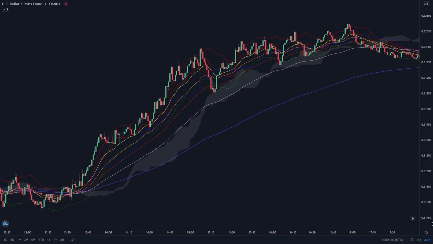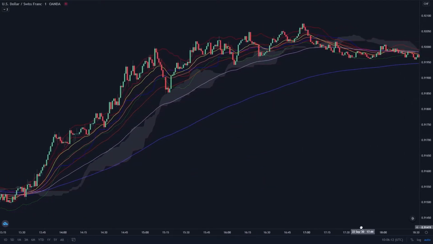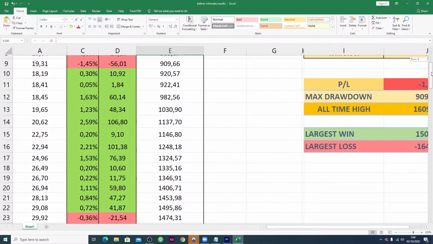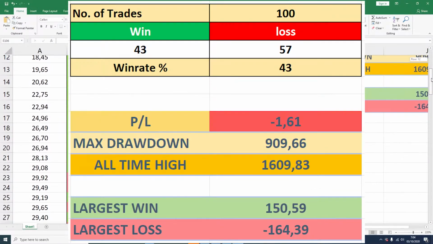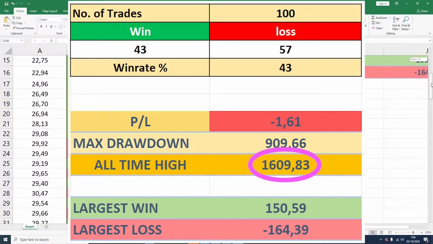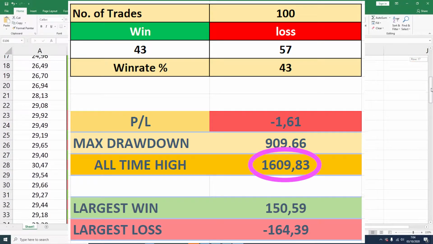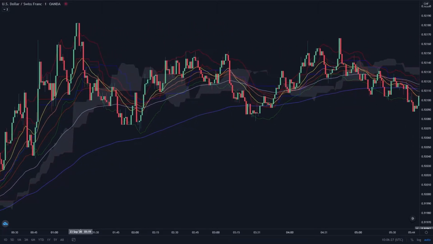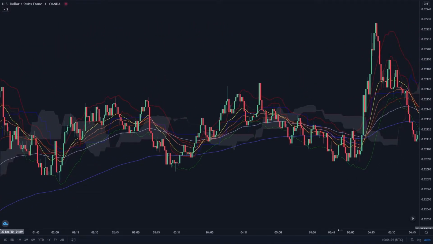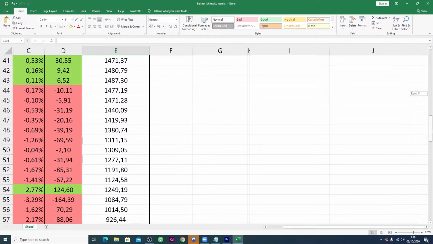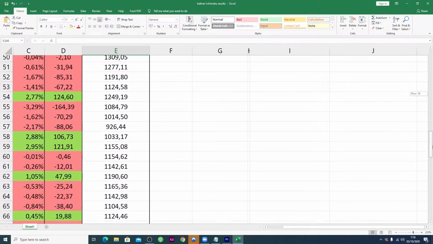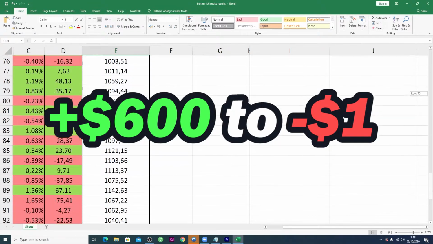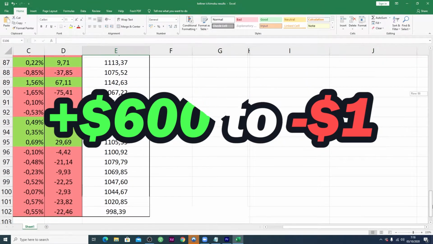I have mixed feelings when backtesting the strategy, because at the start of the backtest, we actually made so many profits. Our all-time high even reached 1,609, which means at one point we profited over $600. But for some reason, it all started to go downhill, and we received loss after loss after loss until that $600 profit turned into a $1 loss.